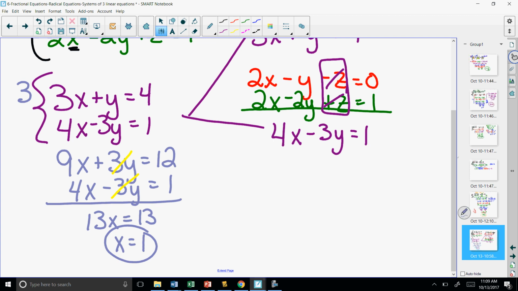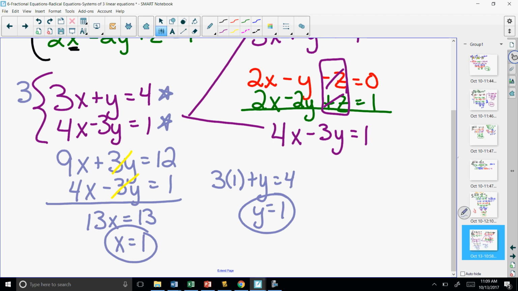If x is equal to 1, where do I go to try to figure out what y is? Now you could put it into one of these two equations right here, the two magenta ones. You can put it into 3x plus y equals 4, or you could put it into 4x minus 3y equals 1. So if I put 1 in, which equation do you prefer? Let's use the top one. 3 times 1 plus y is equal to 4. So y is equal to 1.